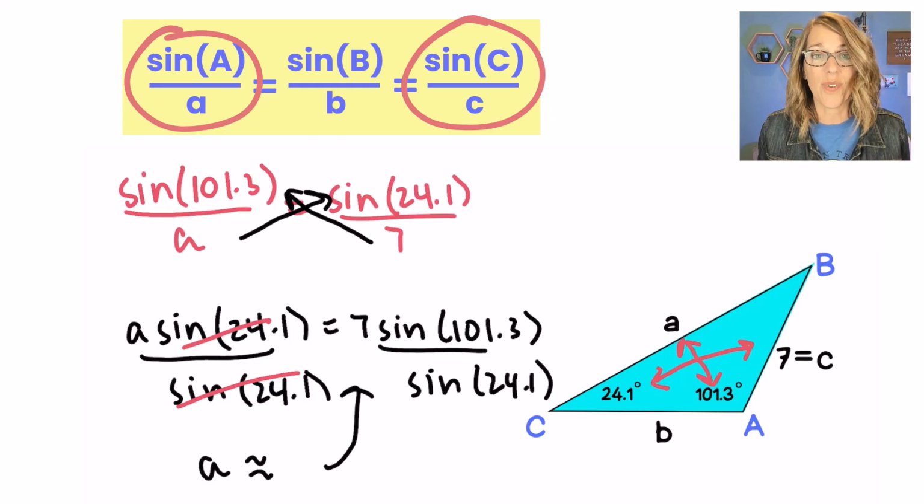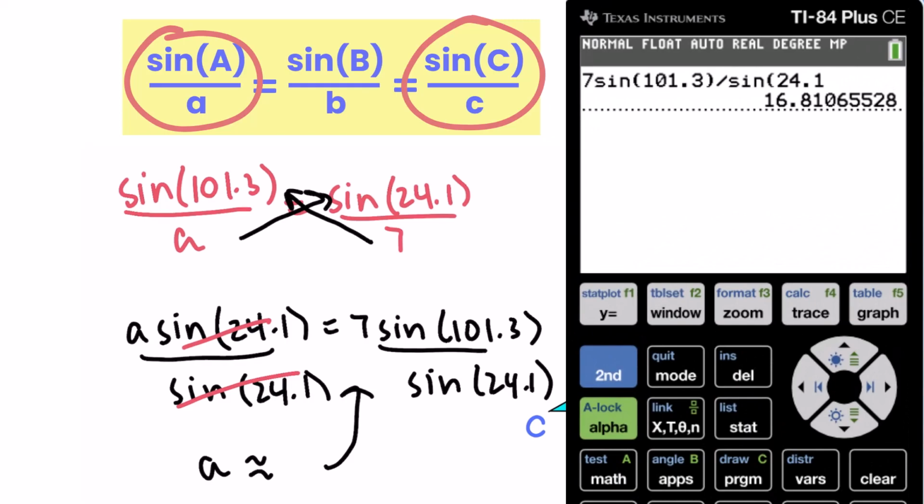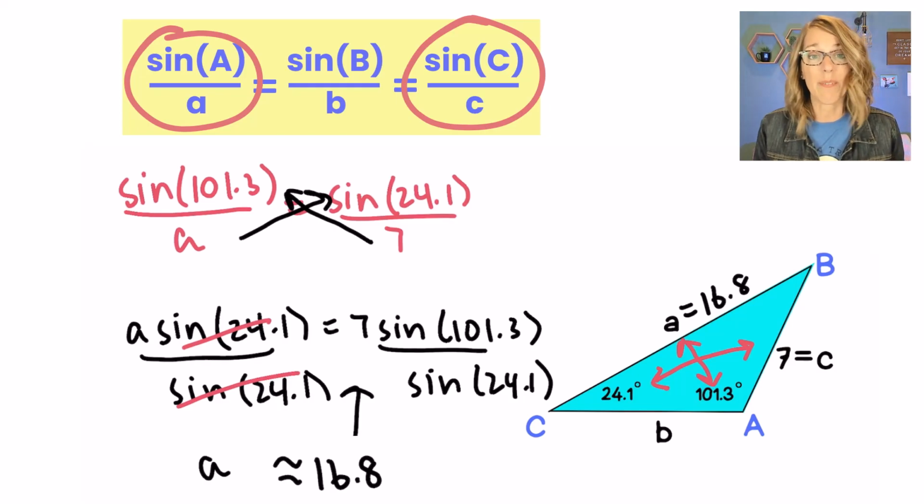Let's go ahead and put that into our calculator. I already made sure that my mode was set up in degrees, so I'm ready to type this in. So I've got 7 sine of 101.3 divided by the sine of 24.1. So 24.1, and I hit enter, and I end up with about 16.8. So A is equal to about 16.8. And I can go ahead and put that right onto my triangle. So A is, we'll just round it to one decimal place there, 16.8.